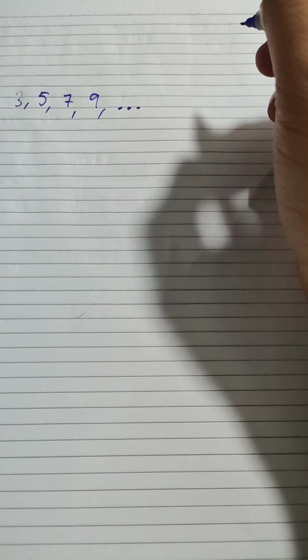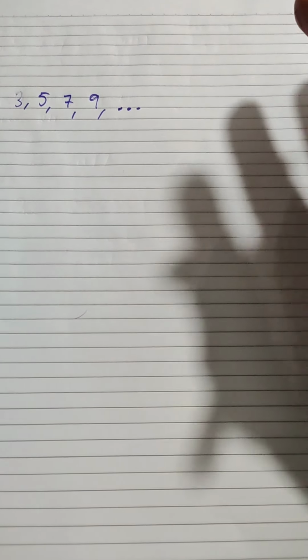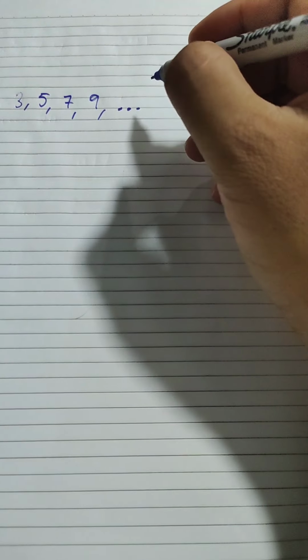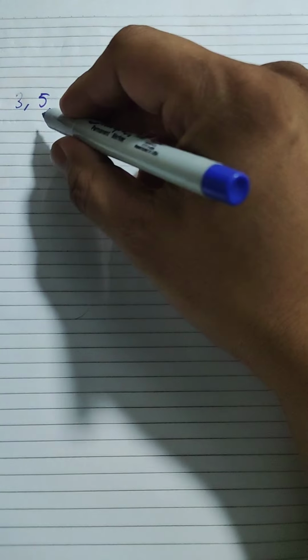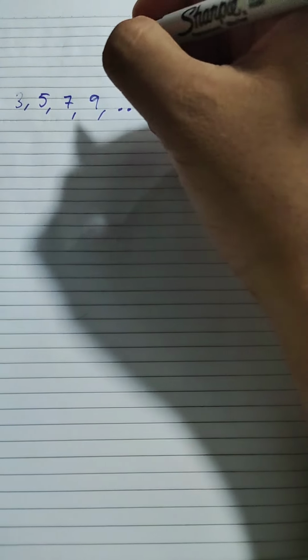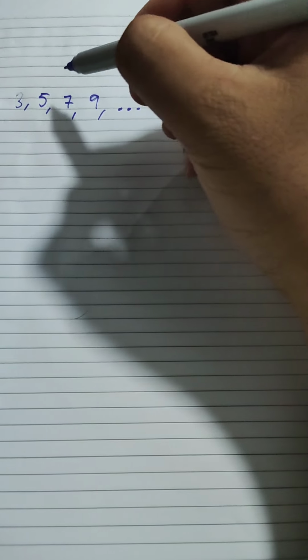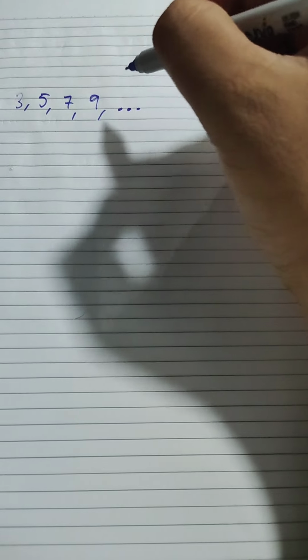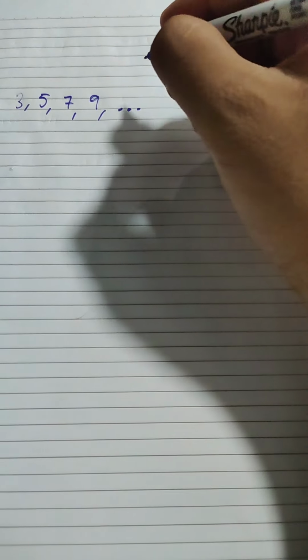We know that a sequence is a list of things in order. And since it has an order, it has a rule. So we want to look for the rule of this sequence. We know that the rule is we just add 2 to get the next term. So 3 plus 2, 5. 5 plus 2, 7. 7 plus 2, 9. So the next term would be 9 plus 2, and that is 11.